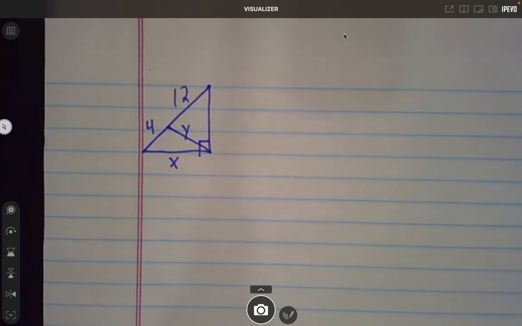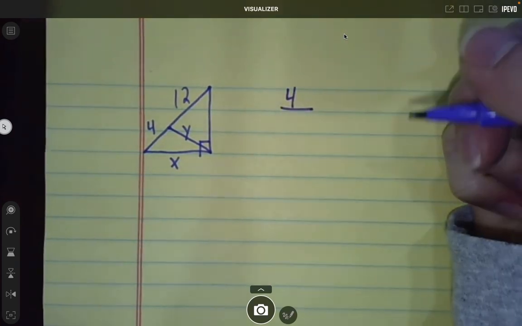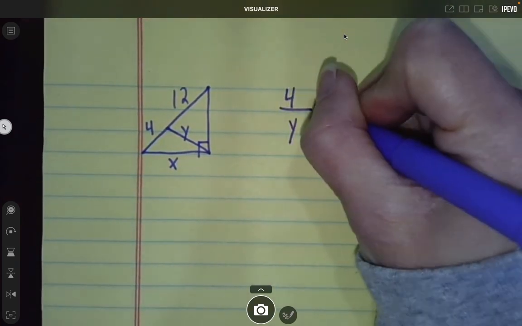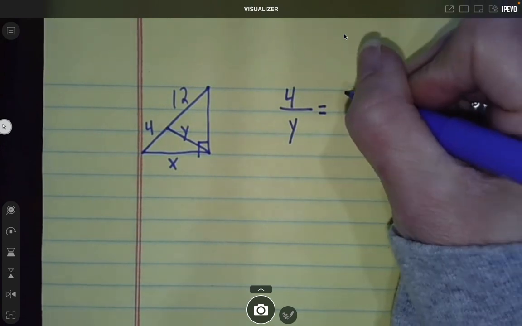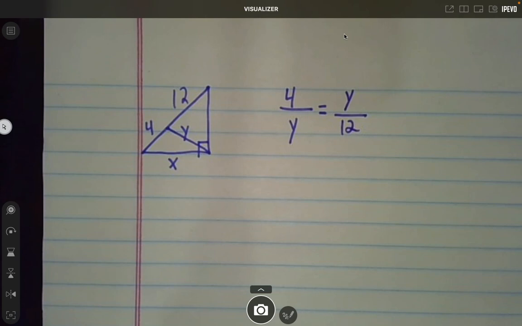Let's find the altitude. Let's start with the first one. The first little formula, what did it say for the altitude one? It said small. So what's the small side? 4. 4 over the altitude, in this case is y, equals y over 12, the longer side. That's the first one. We got that one right. Is everybody good with that?